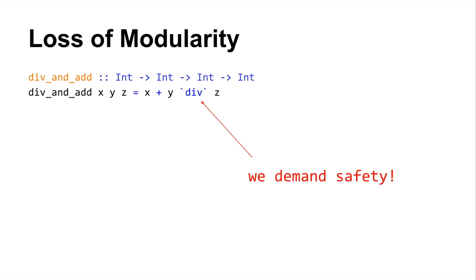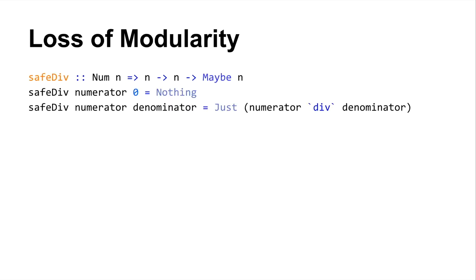So we say we demand safety, and we write our own function safeDiv that returns a value wrapped in one of these Maybe types. We do some pattern matching. We say if you give me a denominator of 0, we're going to give you Nothing, and if you give me something else, then I'm going to do the division. I'm going to wrap it up in a Just for you.